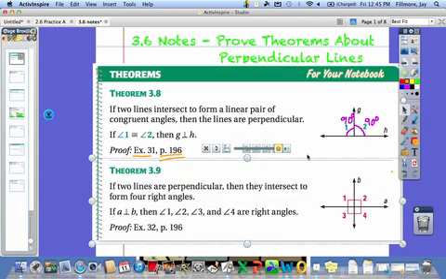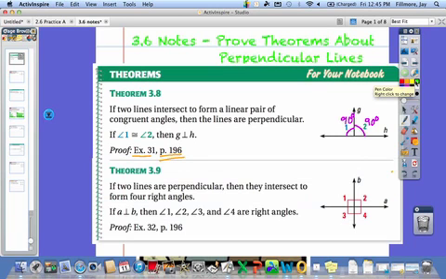Theorem 3.9, very simple theorem. We know that if two lines intersect, they form a right angle. What this theorem says is that all four of those angles formed are right angles. And to do an informal proof, because the formal proof is located in your textbook, let's say angle 1 is formed and it's a right angle because these lines are perpendicular. Well, 1 and 2 should both be right angles because they're a linear pair. They should add to 180.